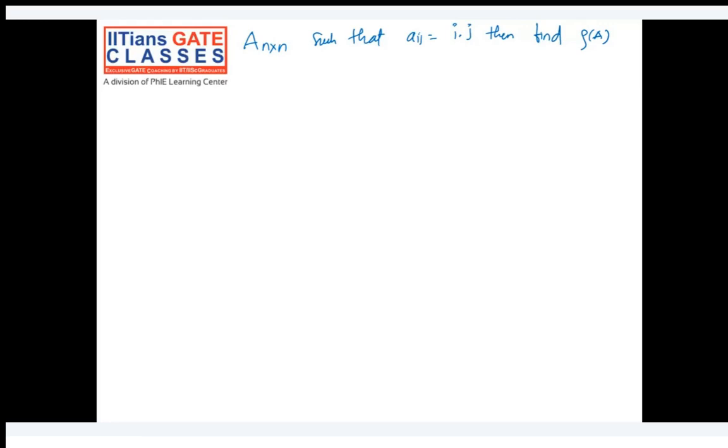We got a question from Arjun: in an n cross n matrix, all the elements are dependent on one another. Yes. So the answer is 1, sir. Rank is 1, right? Let me show you how this matrix will look.